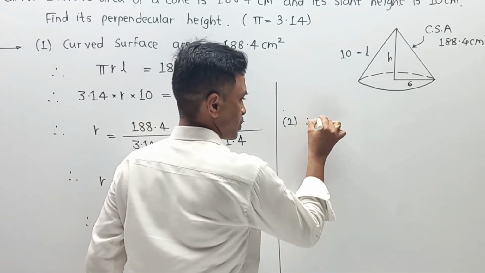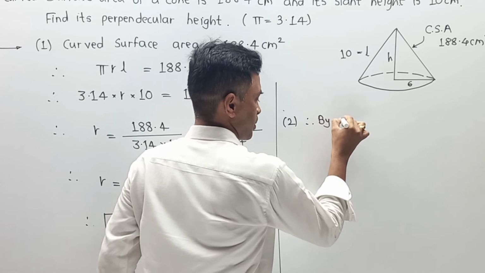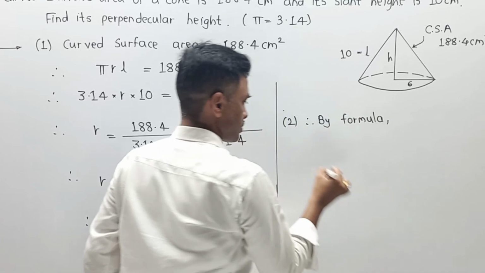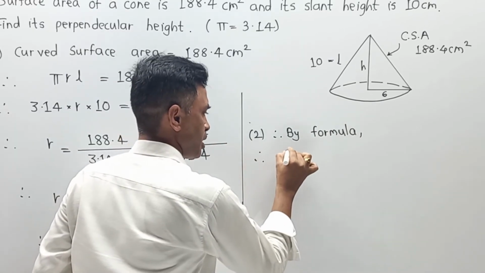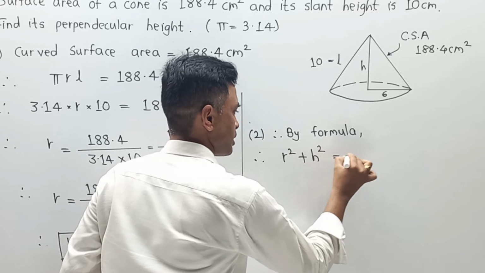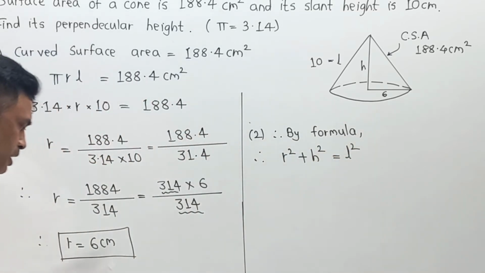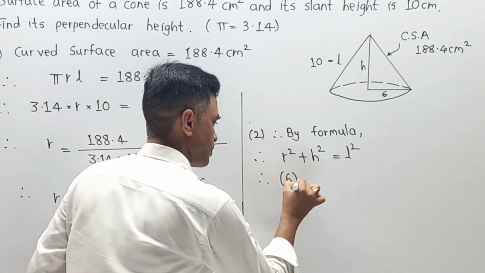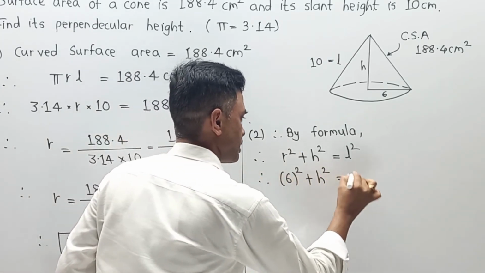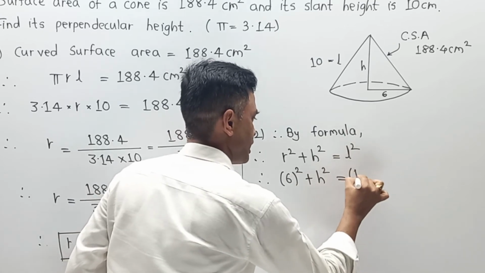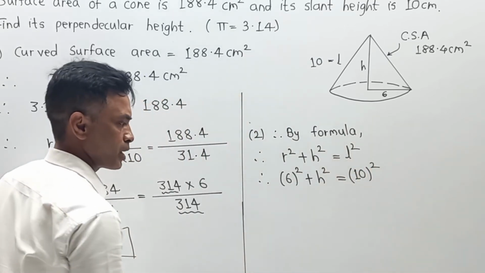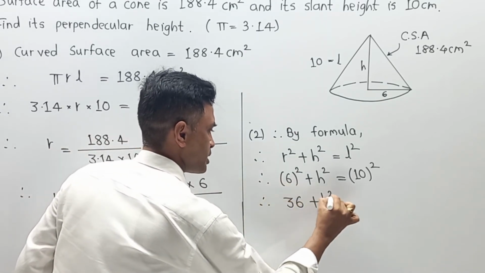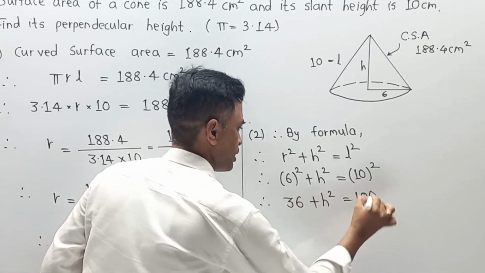By formula, for a cone, r square plus h square is equal to L square. Recently we have calculated r as 6. So 6 square plus h square is equal to L square, and slant height L is 10, so 10 square. Now simplification. 6 square is 36, plus h square is equal to 100.